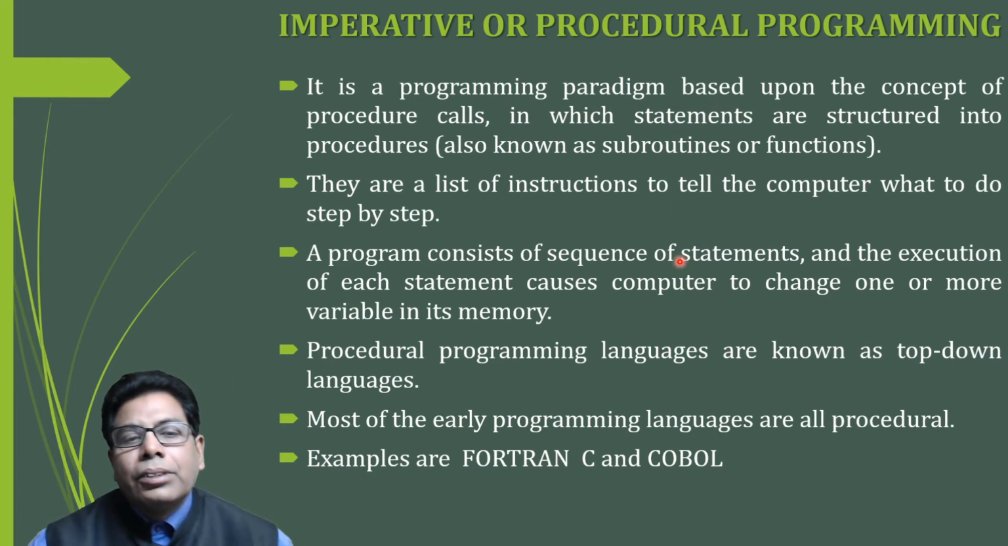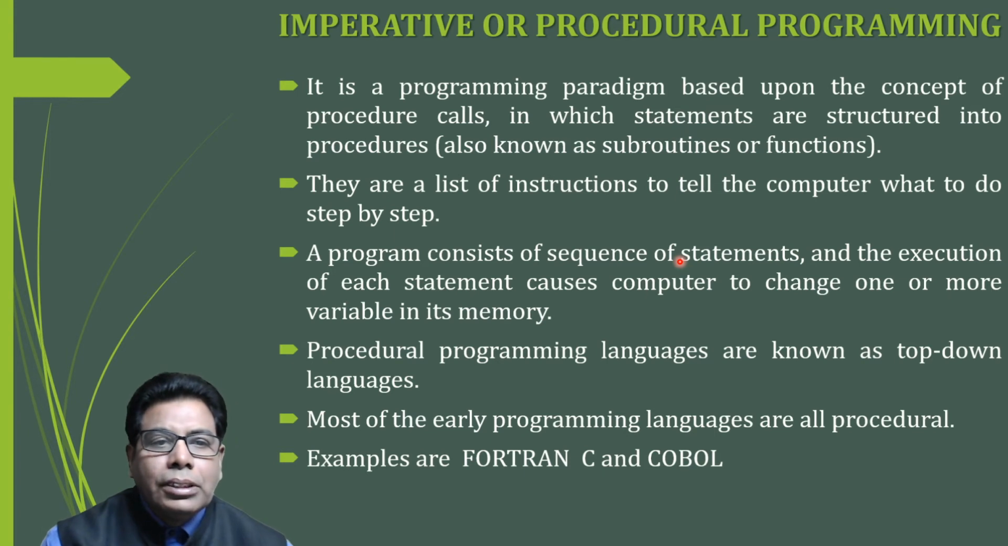The program consists of a sequence of statements, and execution of each statement causes the computer to change one or more variables in its memory. That is, the state of the program changes. That's why it is an imperative type of programming. Procedural programming language is also known as top-down language. The early programming languages such as Fortran, C and COBOL are all procedural programming languages, and they follow the top-down approach for programming.